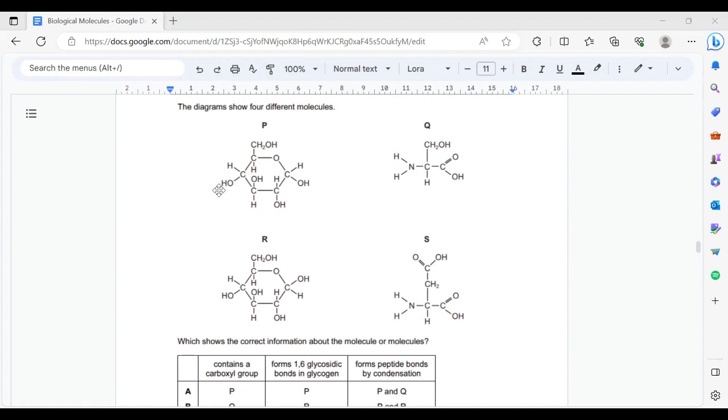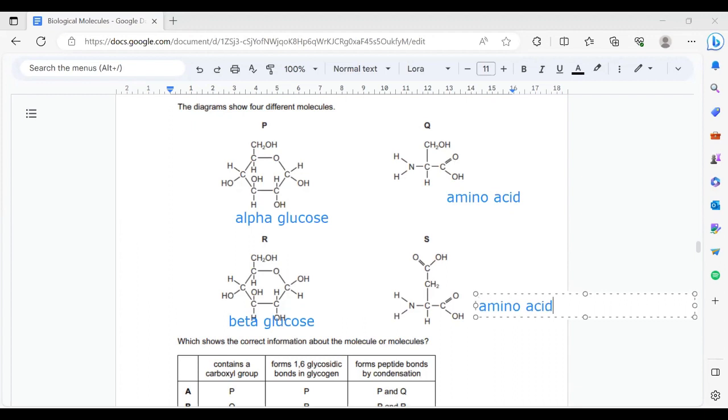It would be a great advantage if you can identify the molecules from their molecular formulas. That would be great. Like, for example, this is alpha glucose, this is beta glucose, it's an amino acid. This one is also an amino acid. It will be great if you can identify molecules like this through their molecular diagram. And it's very easy to do that as well.